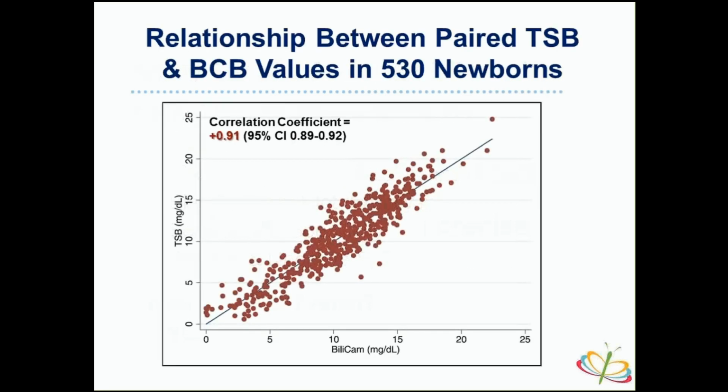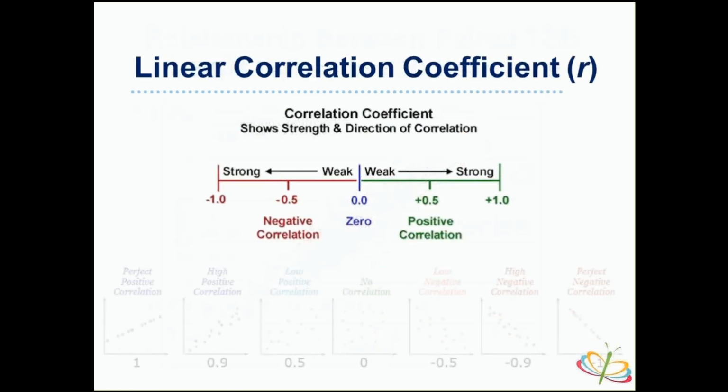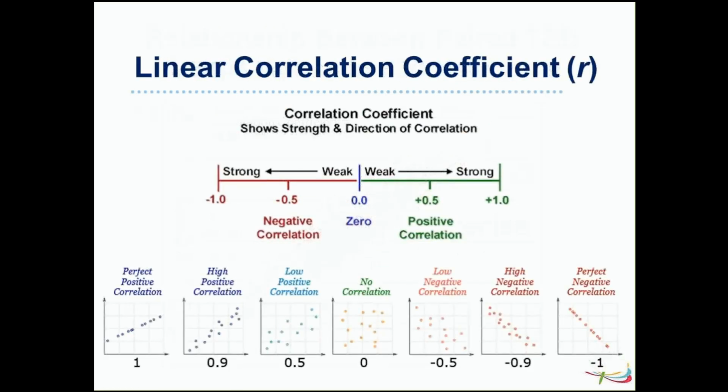And as Dr. Rasooly had already showed and talked about, we have this very nice correlation graph here. And within this study, comparing the serum bilirubin versus the BILI-CAM values, there's a pretty strong positive correlation between the two. So again, correlation looks at strength and direction. It can be positive or negative, and the stronger it is, the further it is from 0.